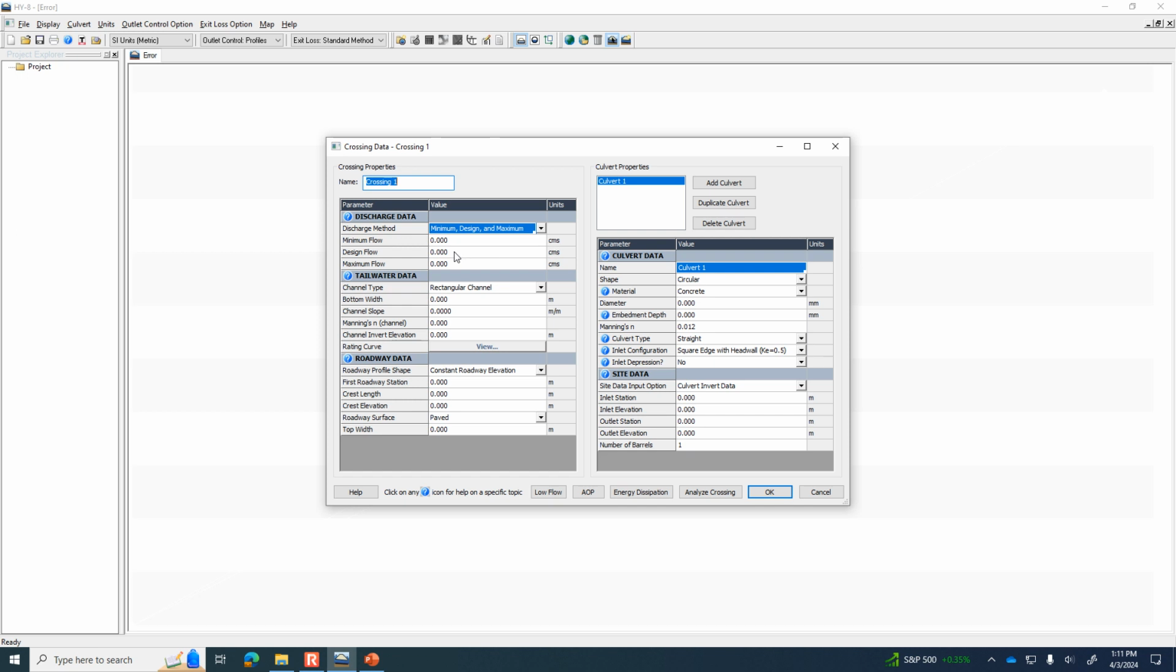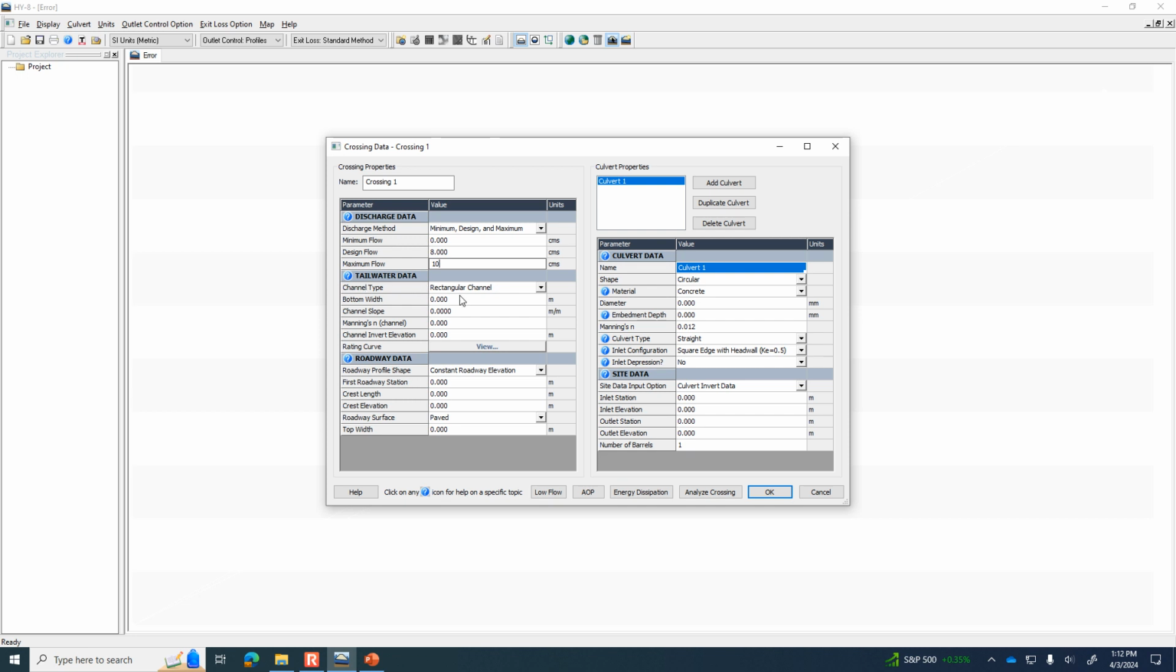Okay, now the question is asking what flow rate causes the headwater to rise to a certain height. We don't know. So we're just going to have to put in a design flow and see if that goes high enough or maybe it's too high. It's going to be an iterative process. So let's set the design flow equal to 8 cubic meters per second and the maximum flow equal to 10. And I honestly don't remember what the answer to this one is, so we may have to go back and change that later.